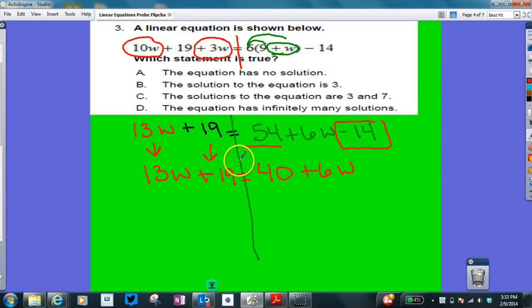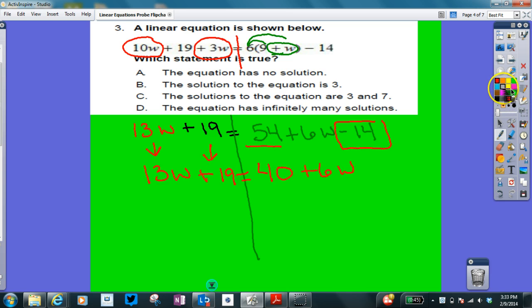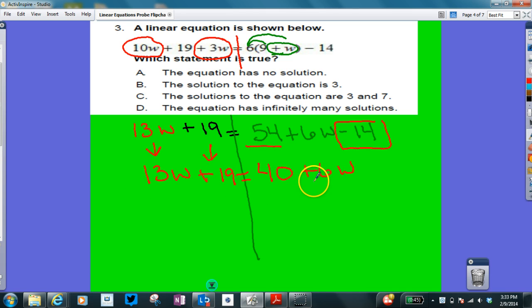Alright, so if I want to get anything by itself, I want to do that first. So I'm going to look over and I see, okay, 13w on this side. Now over here I have a positive 6w. In order to combine that, if you remember from earlier in the year, if I'm going to move this across that line of scrimmage, I have to do the opposite. I've got to get this side to 0. So I'm going to subtract 6w from this side.